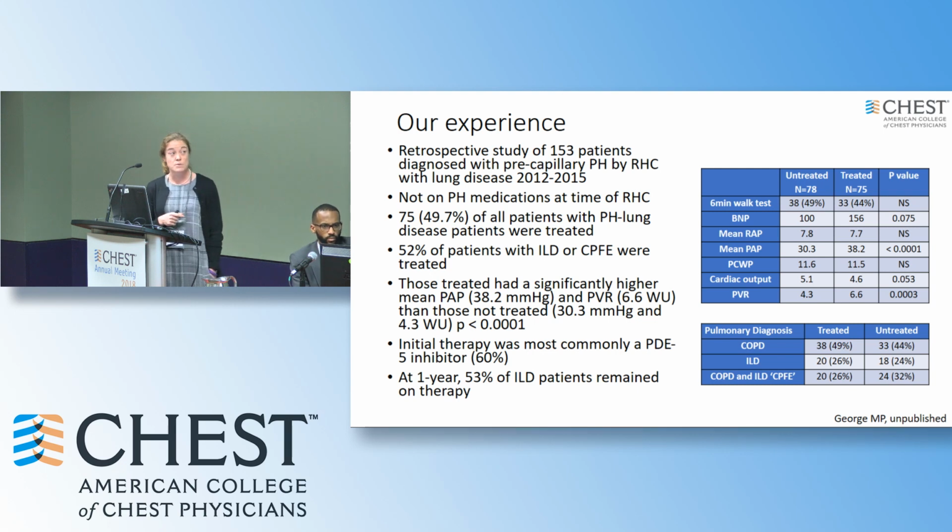In our experience, we did a retrospective study of 153 patients who were diagnosed with pre-capillary PH by right heart cath and also diagnosed with concomitant lung disease. They couldn't be on PH meds at the time of therapy. We found that about 50% of patients were started on therapy, and about 50% of the ILD and CPFE, combined pulmonary fibrosis and emphysema, patients were started on therapy. Those who were treated were sicker, so they fell into the severe PH cohort with elevated pulmonary artery pressure and elevated PVR. The initial therapy was most commonly a PDE5 inhibitor.